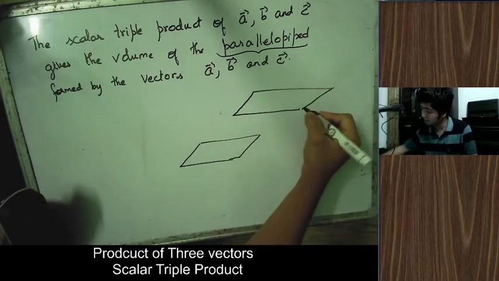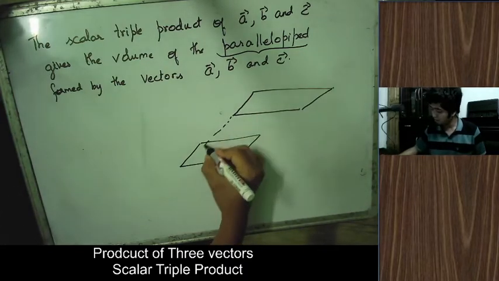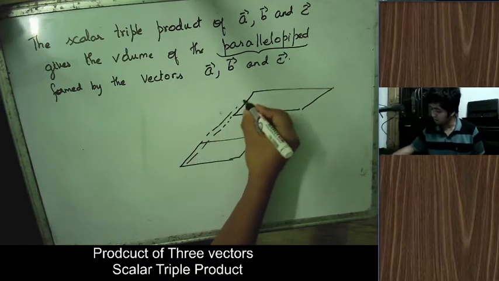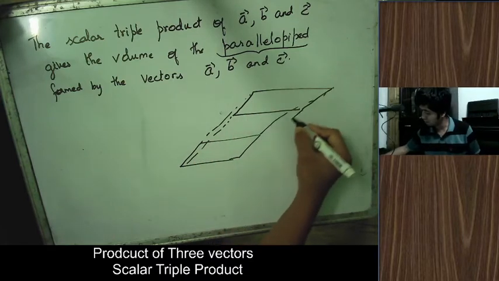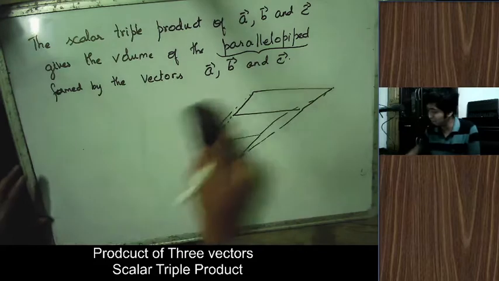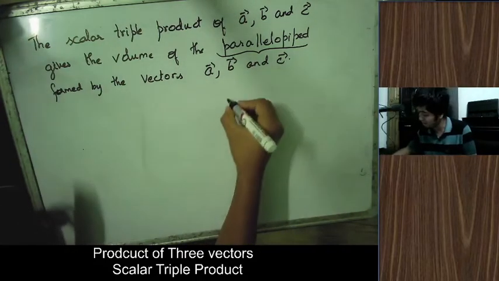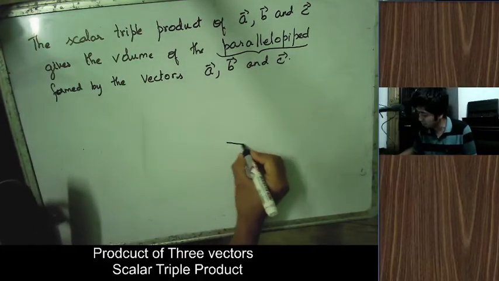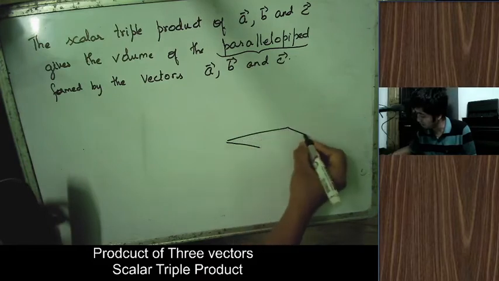Okay, and then I will join these four sides. This object will be a parallelepiped. Okay, it is not very clear, so just let me draw it again. What you are actually doing is taking a parallelogram.